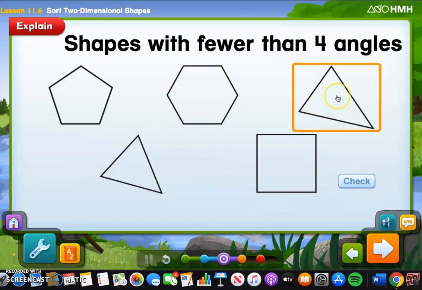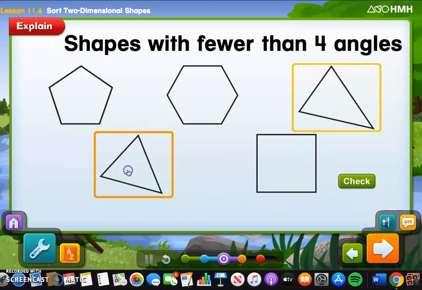Okay, let's take a look at this triangle here. So triangles, remember, we have 3 sides, and then there should also be 3 angles. So 1, 2, 3. So 3 is definitely fewer than 4. So the triangle here would fit in this category. The other triangle over here would also fit in this category because it also has 3 sides and 3 angles.